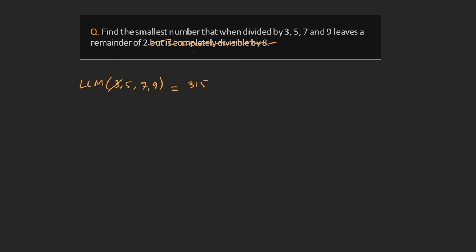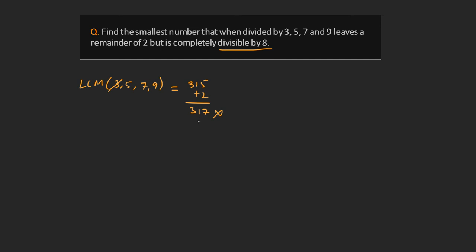Now, in the absence of this part, we would just add the remainder 2 and that would be our answer. But of course, we are not solving a part of the question. We are solving the entire question. And so, it's time to bring this back. The question requires that the answer be divisible by 8. So, is 317 divisible by 8? Certainly not. 317 is odd and it can't be divisible by any even number.